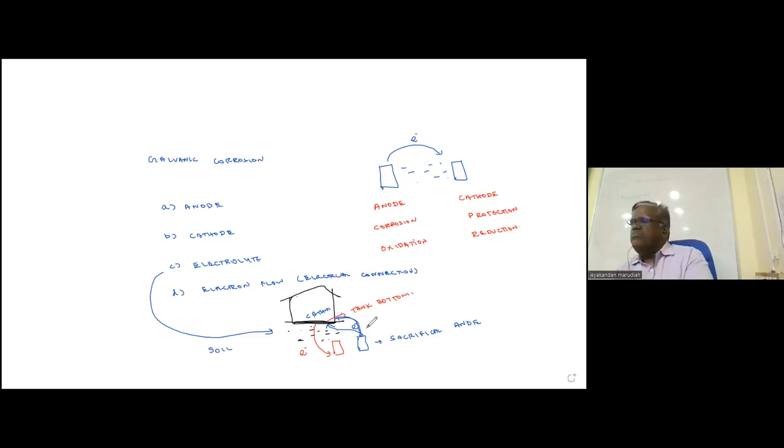Initial cost is less, maintenance cost is less. So everything is a very cheap arrangement. But the disadvantage is it is not suitable for large tanks and high resistivity soils.